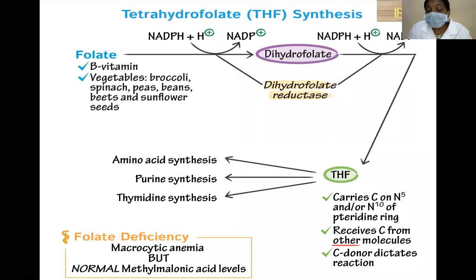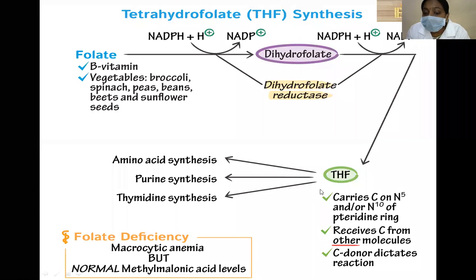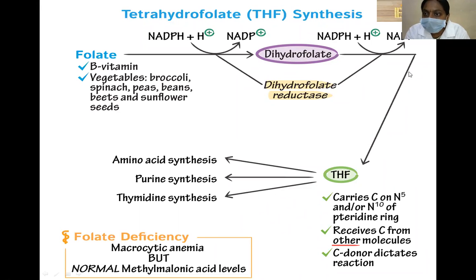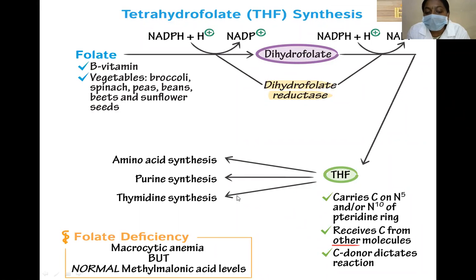Coming to the biochemical functions. The coenzyme of folic acid, tetrahydrofolate, is mainly involved in one carbon metabolism. It is used in amino acid synthesis, purine synthesis and thymidine synthesis. It may be either a donor or an acceptor of one carbon units, which are involved in these reactions.